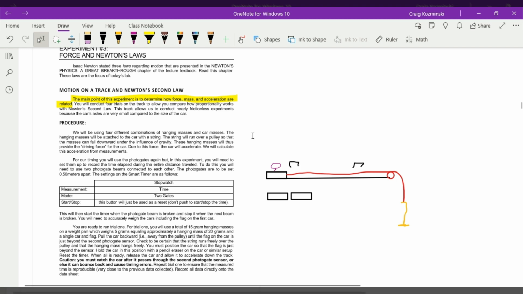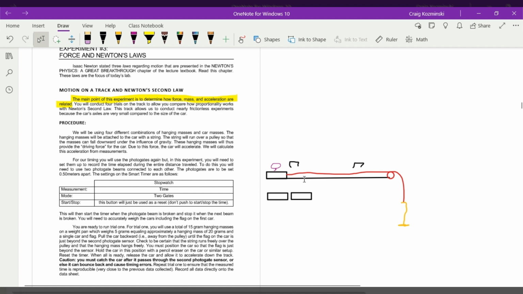What you'll see here is a primitive drawing of our setup. Here, the rectangle is a car. And again, on top of the car, we have our flags. The car is tethered to a weight pan that will be suspended over the edge of the desk. You will let go of the car, and the car will move from left to right across the track. As it enters through the first photogate, it will start the timer, and as it enters through the second photogate, it will stop the timer.